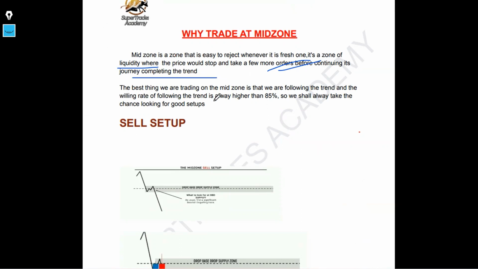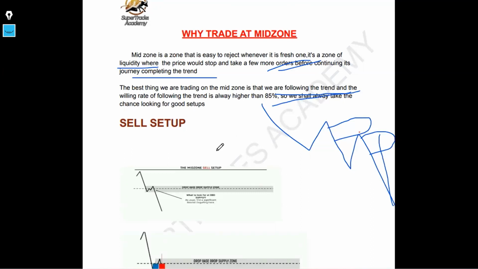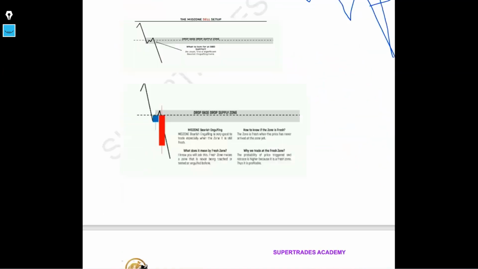So the best thing about trading on the mid zone is that we are following the trend. If the trend is going down, you're following the trend. The good thing about following the trend is that the winning rate is always 85%. So we shall always take the chance, looking for a good setup. This is a very prominent setup to sell from, because the winning rate is always high. So let us see the sell setup on this mid zone, guys, and see how we trade it.